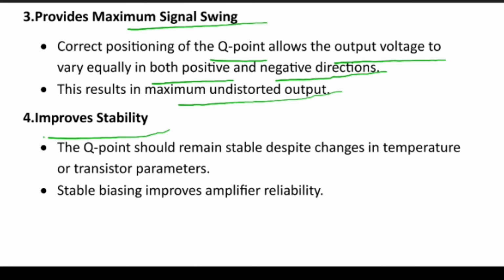Next, it improves stability. If you keep the Q point stable, for example against changes in temperature or any transistor parameter, then with a stable bias we can improve the stability of the amplifier.